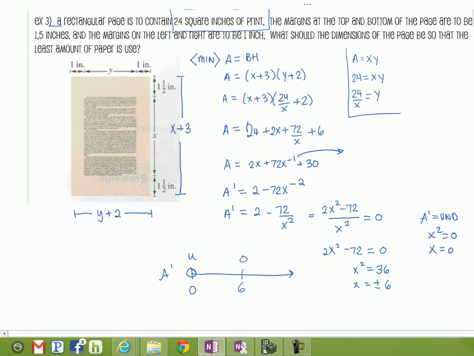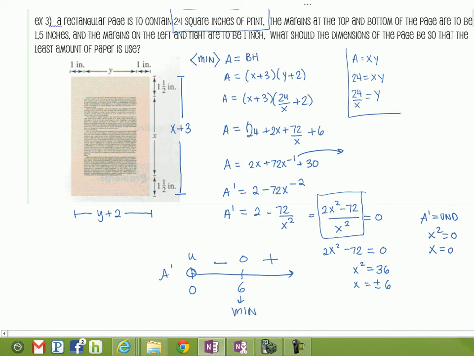And my derivative simplified is right here. So put in 1 and you'll get negative. Remember, I'm ignoring the denominator because it's the whole thing squared. I put in 1,000,000, that would be positive. This is my minimum. What should the dimensions of the page be?